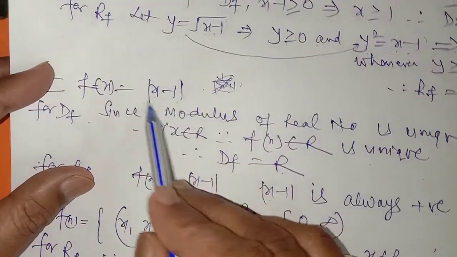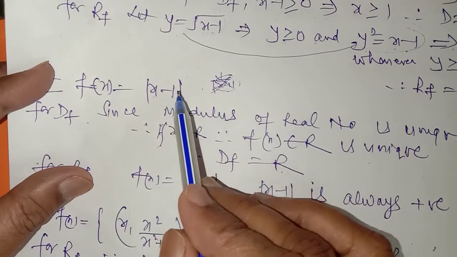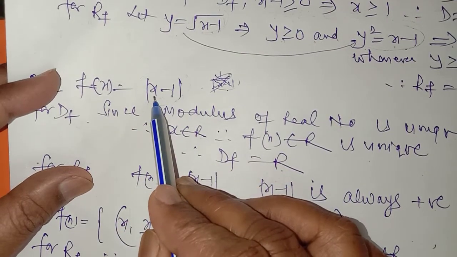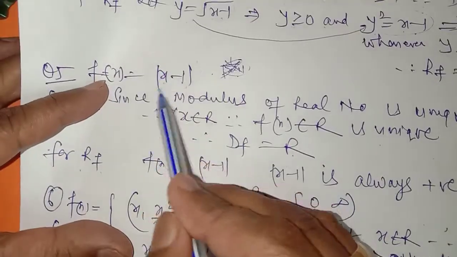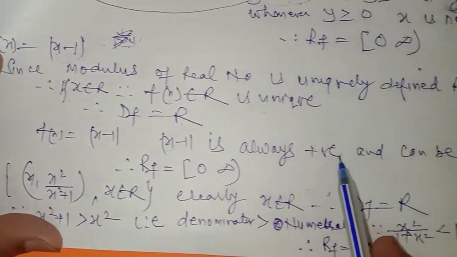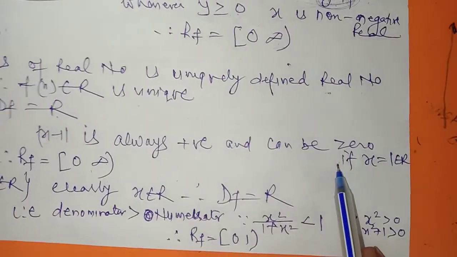Here, when there is a mod in the numerator, you can take x to be any real number as the domain, and the answer of the modulus always comes positive. And you have to say it, how you have to write it.